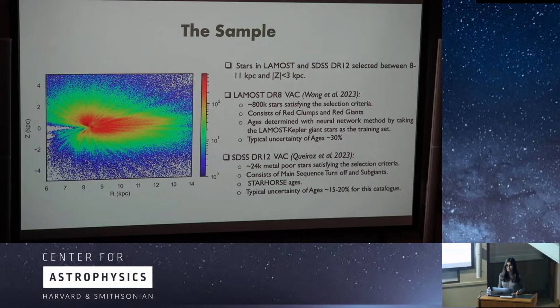We then select the stars between 8 to 11 kiloparsec in galactocentric distances in order to minimize distance uncertainties. We also limit the stars within 3 kiloparsec above and below the midplane in order to make sure our sample is mostly dominated by the disk stars.